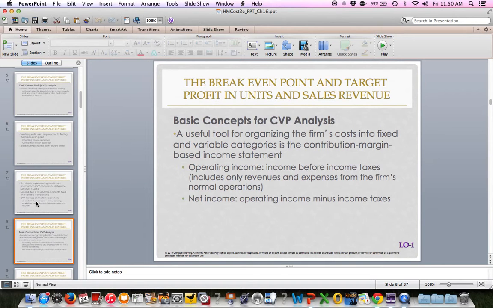So the basic concept of CVP, then, a useful tool for organizing the firm's costs into fixed and variable categories, is what they call the contribution margin income statement. The contribution margin income statement gets me operating income, which is income before taxes, and includes only revenues and expenses from my normal operations. Net income is operating income minus income taxes.